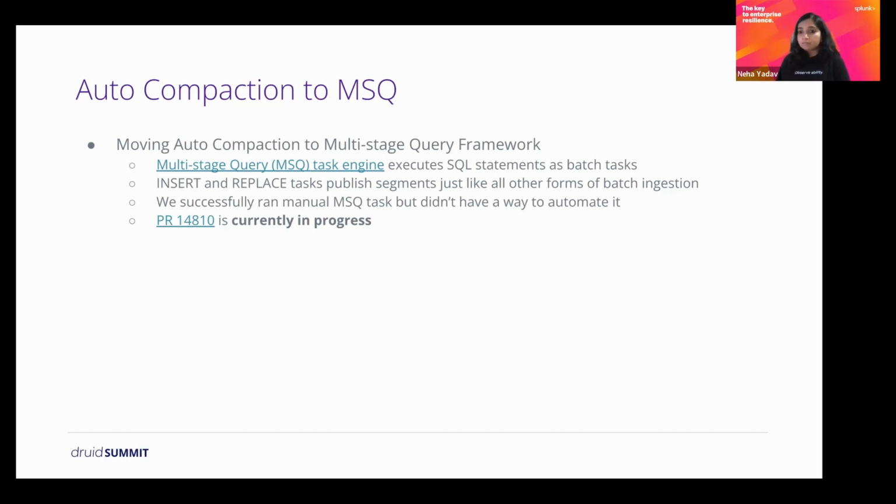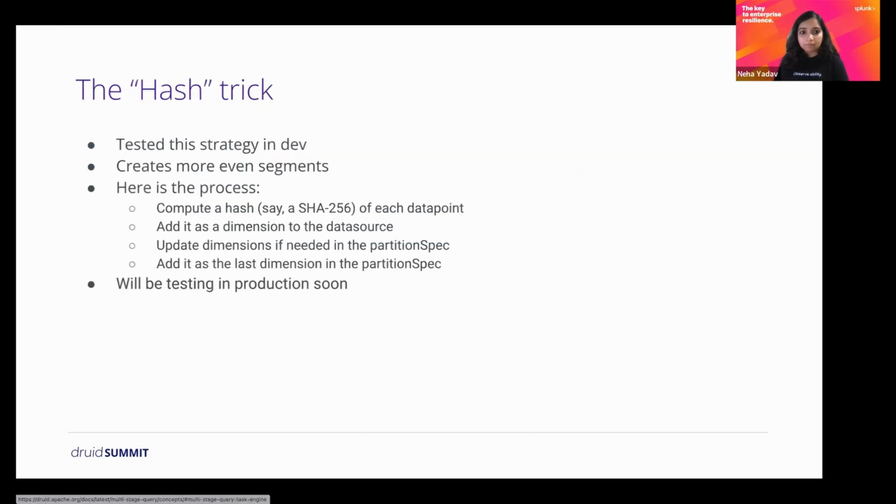Like I said, we were able to successfully run an MSQ task, but we were not able to automate it then. Here is a link to the PR if you are interested and would like to follow the progress of this feature. We really hope that this feature is available soon and we can test it out and hopefully move our clusters to range partitioning.